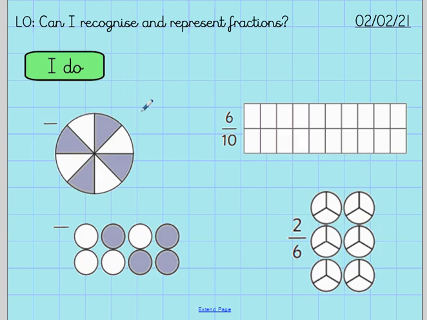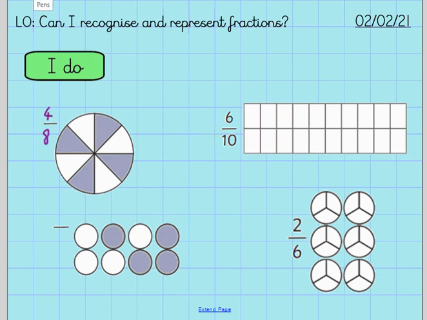You're going to have some that look like this. Okay, some where you've got to shade in the parts, and some where it's given for you and you're going to have to write the fraction. So the first thing you can do is work out the denominator, can't you? 1, 2, 3, 4, 5, 6, 7, 8. Okay, so we've got 8 here. Okay, and how many are shaded? 1, 2, 3, 4. Okay, 4 out of the 8.